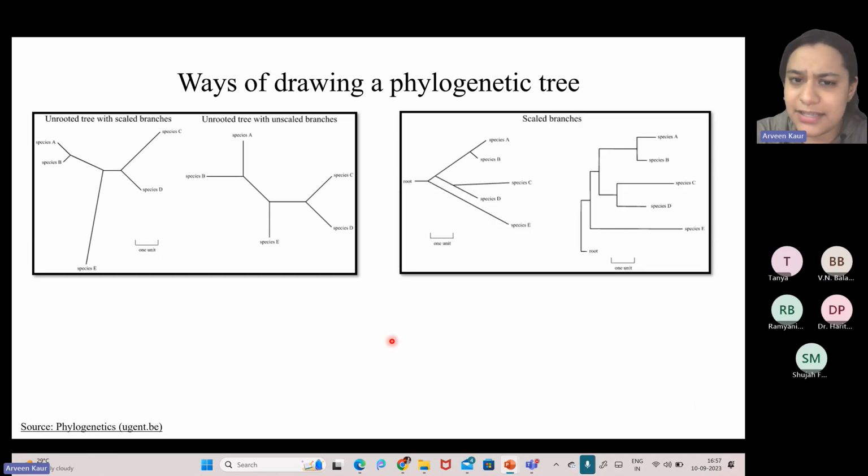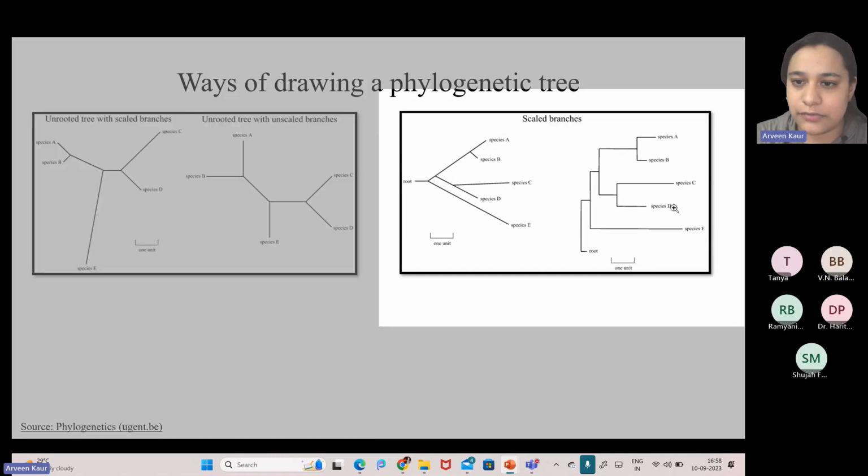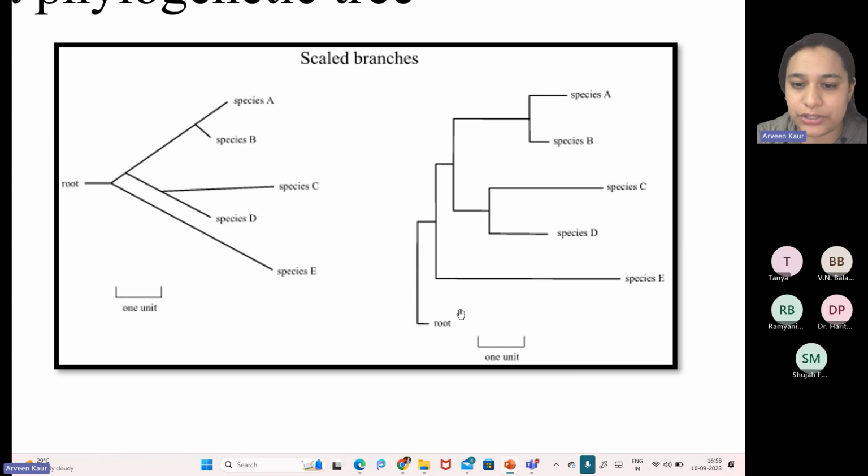After that, there is another kind of topology in phylogenetic trees. Now I'll describe what scaled branches and unscaled branches are. First, it is not always necessary that we have a root. But in cases that we do have a root, for example, this other example that I am showing over here, we do have a root in both these trees. The representation in the first one is a little different than the second one, but both of them are scaled. The unit is written over here.